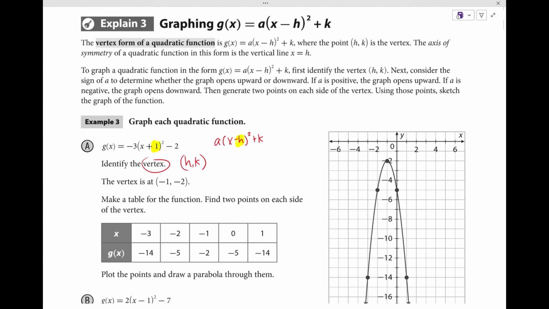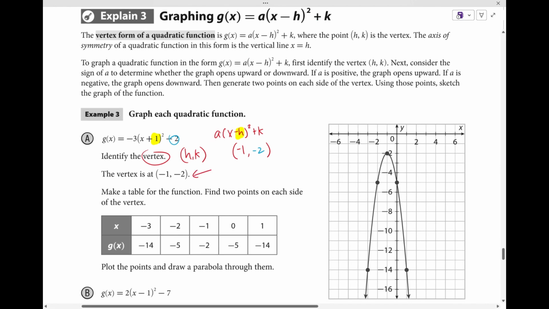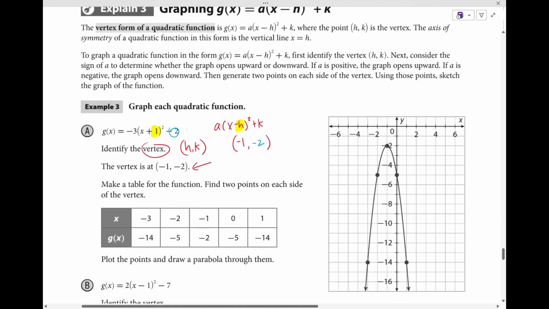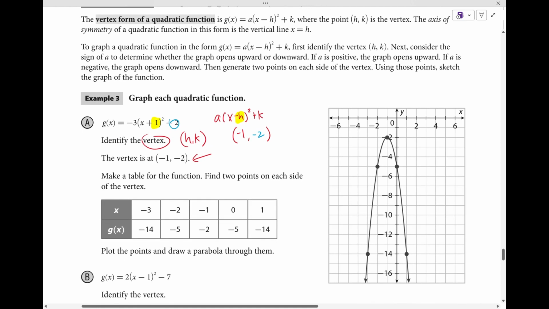Well, my h, it looks like it's 1, but it's actually -1 because I have x minus h. So x minus -1 is going to be x plus 1. k is -2. Then my vertex is just (-1, -2). So that's my vertex, and actually it says it right here. Then we make a table for the function, find 2 points on each side of the vertex. So they just took the equation and plugged in the x values to get your y values, and they got those points and they graphed it here.